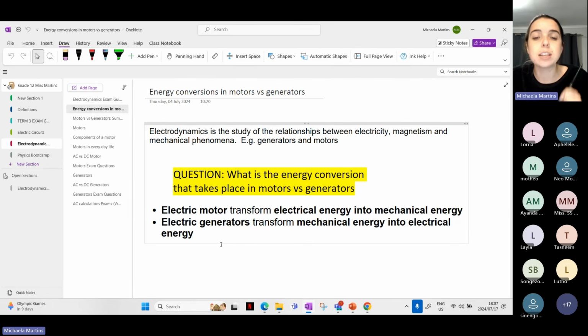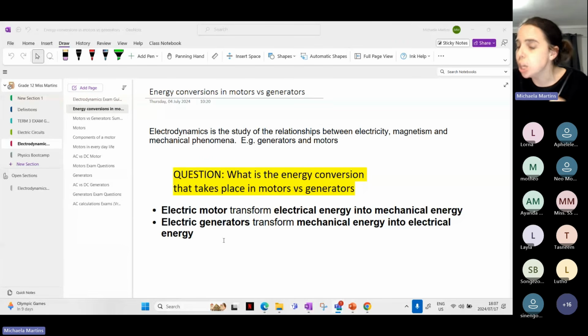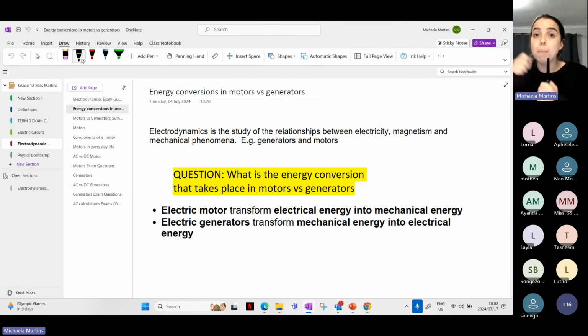Energy conversions in motors and generators. There is a difference between a motor and a generator. As I told you, electrodynamics studies the relationship between electricity, magnetism, and mechanical, which is like movement phenomena. We do generators and motors. This is a question that they can ask you in your test or in your exam.